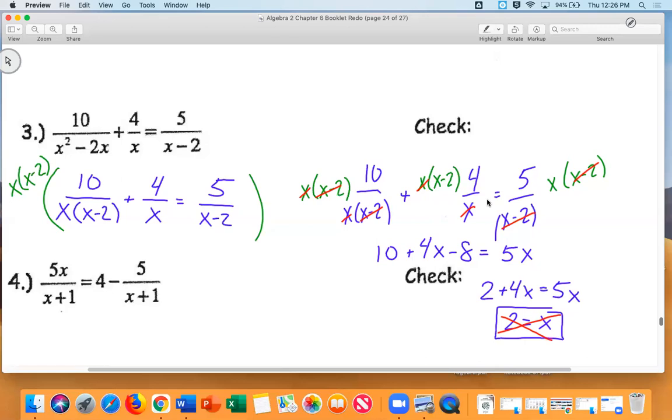The second method? I believe so. So where did you get the negative 8 from? 4 times negative 2. Oh, okay. Okay. Any questions? Justin, you all right?